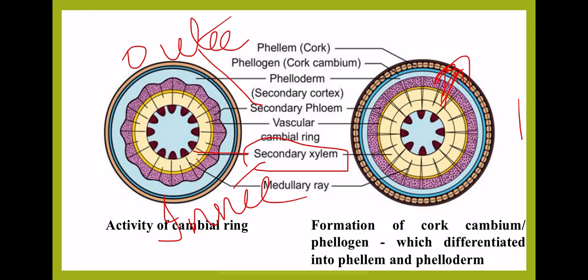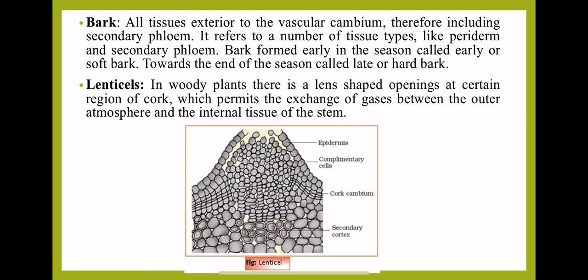This phellogen actively divides and cuts off cells to the inner and outer side. The outer cells differentiate into cork or phellem, while the inner cells differentiate into secondary cortex or phelloderm. Together, phellogen, phellem and phelloderm are collectively called the periderm. This is how the cork cambium is formed in the cortex region. So this is about the secondary growth in the dicot stem.